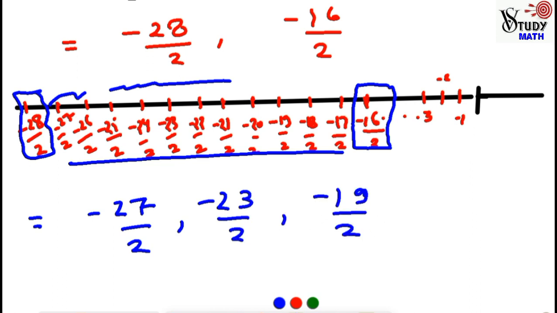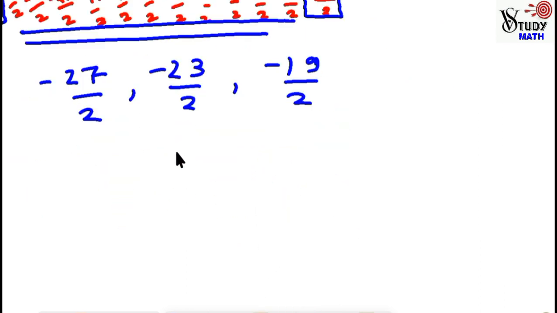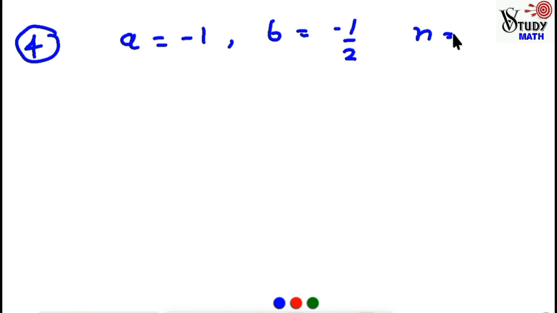Okay, is it clear to everyone? Got it. Now move to the next question. Question number 4. In question number 4 given that a is equal to negative 1 and b is equal to negative 1 by 2, and we have to find 4 rational numbers here. So what do we do first, students? Just comment in your comment section. First we equalize the denominators. So we have negative 1 by 1 and we have negative 1 by 2.